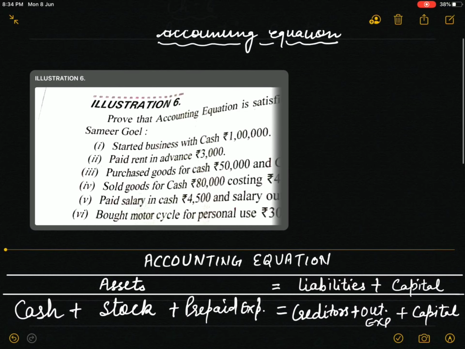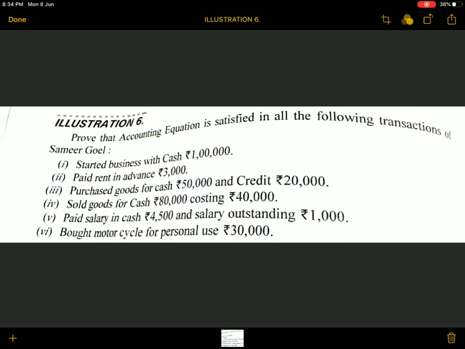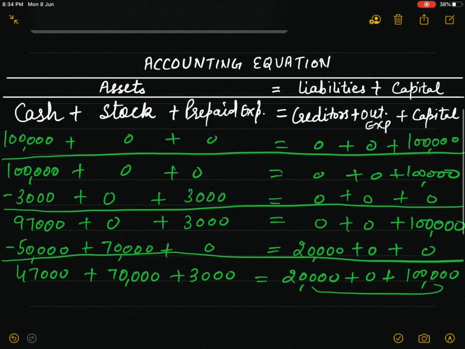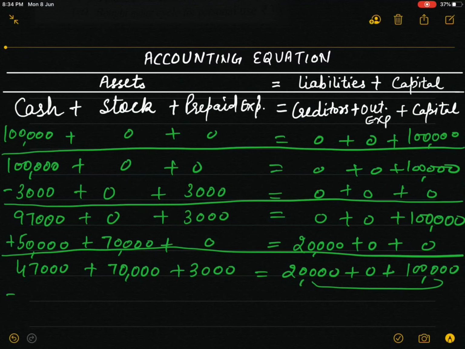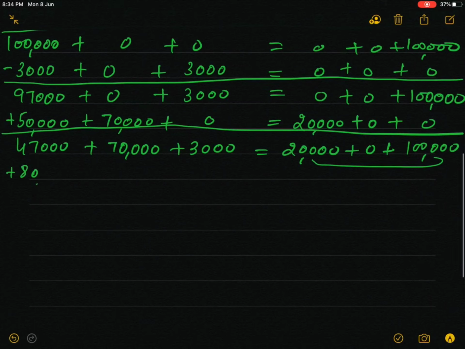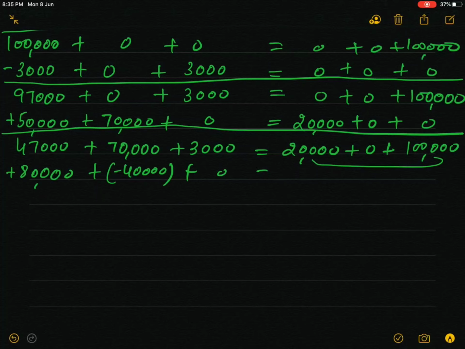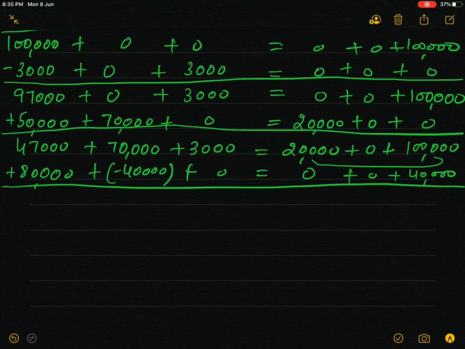The next transaction is sold goods for cash rupees 80,000, costing rupees 40,000. The difference between the selling price and cost price is profit. Cash is coming in 80,000 and goods are going out 40,000, and the difference is added to the capital. Cash is coming in 80,000 and goods are going out 40,000. No effect on this, no effect, and the difference of 40,000 is profit added to the capital account.